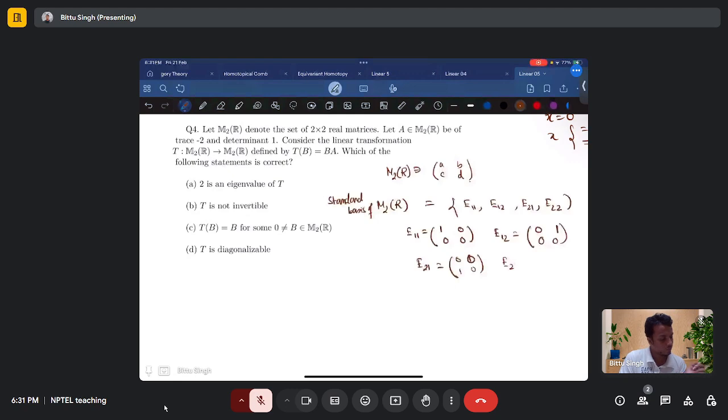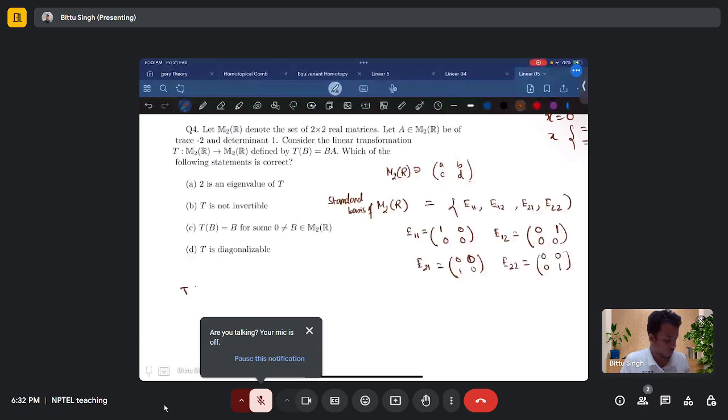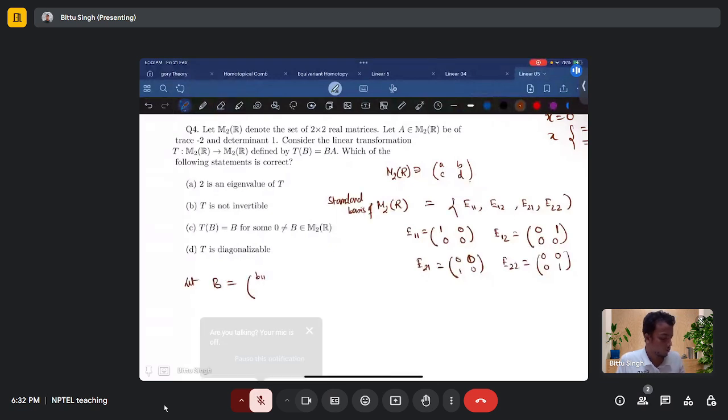So from here, if we apply T on any element B, suppose B is this element. Okay, let B equal to B11, B12, B21, B22. That is, in one word, it is B_ij. Okay, i and j are from 1 to 2. Maybe write explicitly for the calculation.